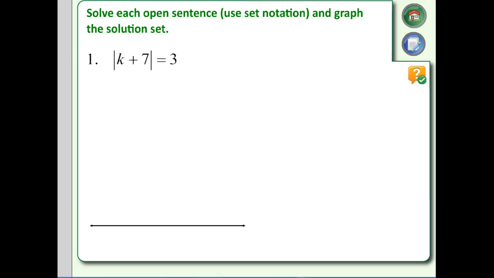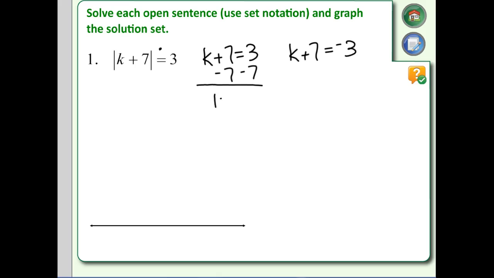So if we look at my first equation here, you've got to notice, number one, oh, this is absolute value, so I need two answers, but this one is an equation. So we've got to realize, hey, I've got to write it twice. I've got to solve it once for the positive answer, and then I've got to solve it again for the negative answer. So we're going to subtract 7 from both sides. So we've got k equals negative 4 here. And then on the second equation, when I subtract 7, we've got k equals negative 10. So there's my two answers.